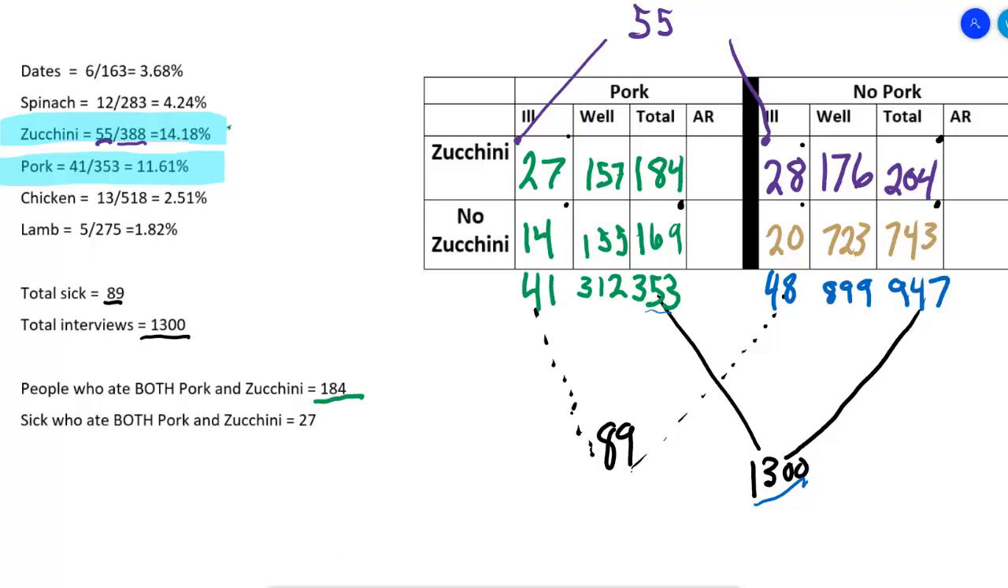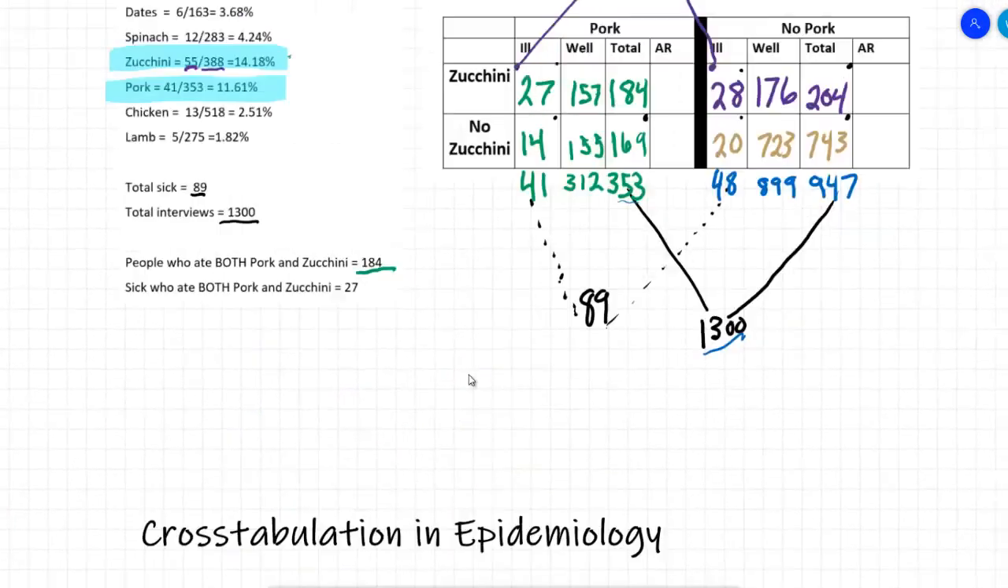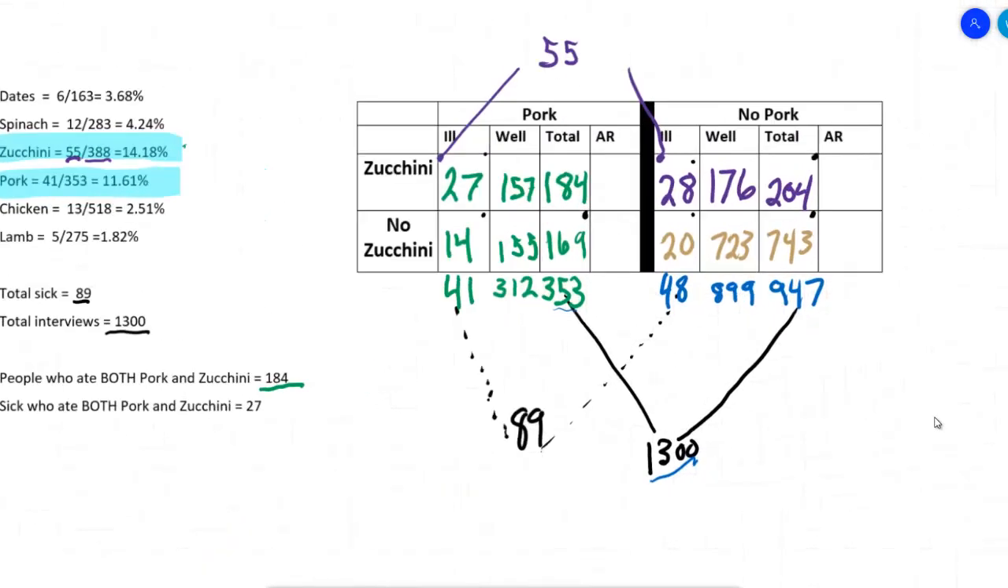We can quickly do the cross-tabulation math to get each of these answers and find out the attack rates for each of these groups. Those who had both pork and zucchini, those who had pork but no zucchini, those who had zucchini but not pork, and those who had neither, similar to our group down here. And now we can just conduct the attack rate. So if we take 27 divided by 184, we should get 14.67%.